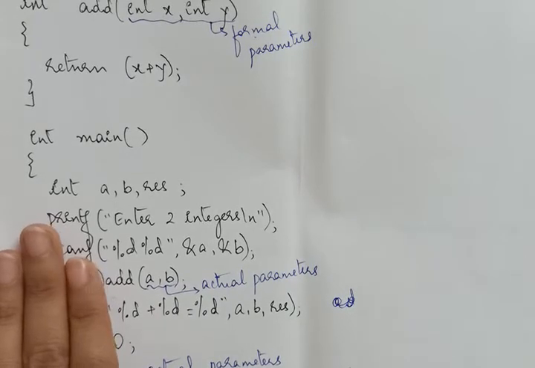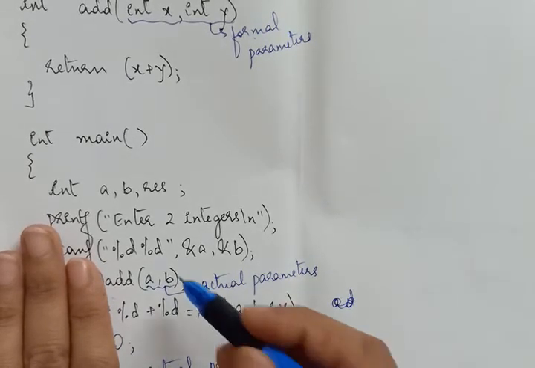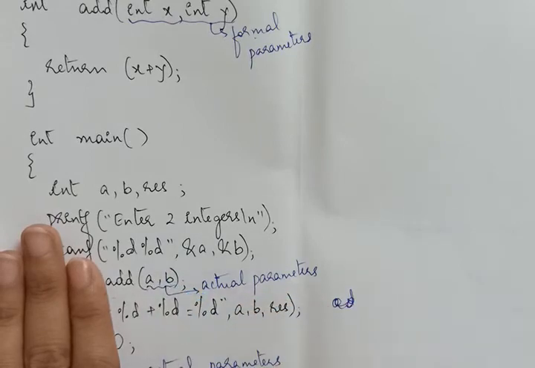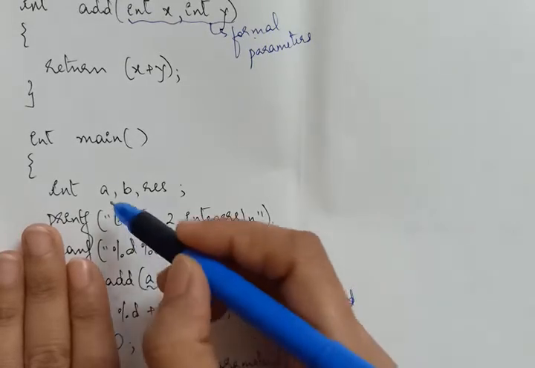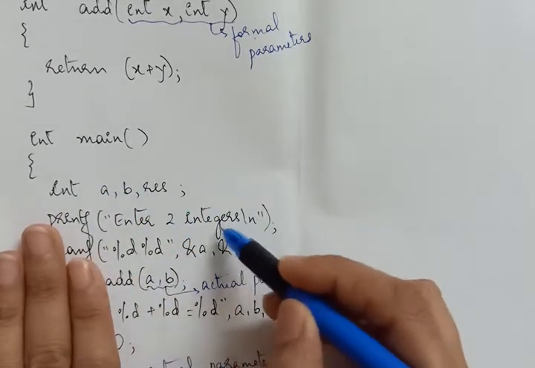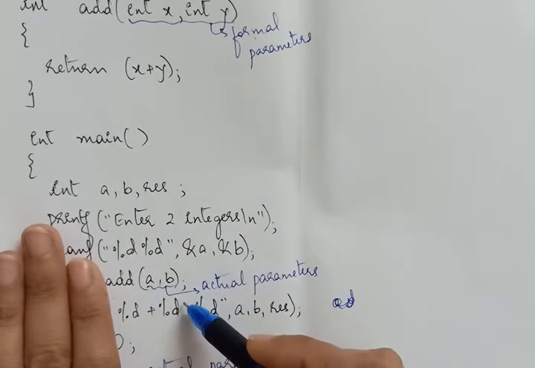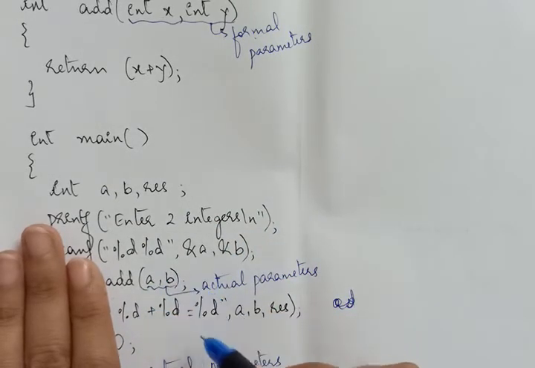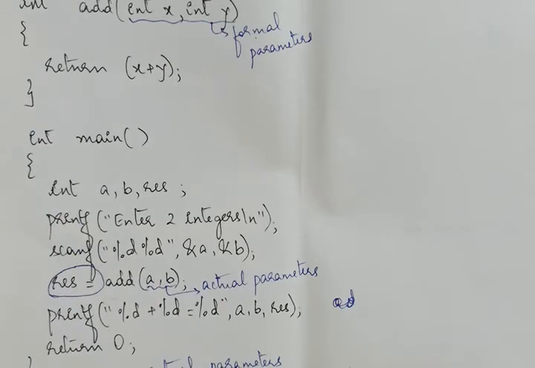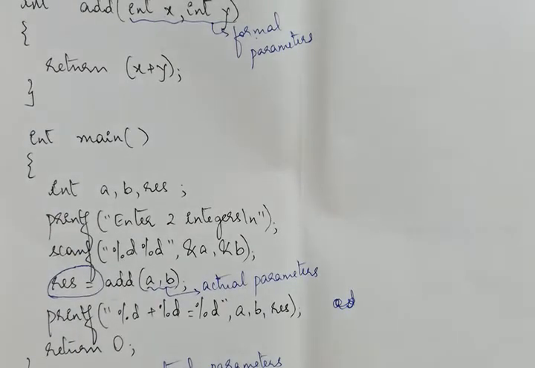Okay, and usually I've seen students making the mistake of writing int a, int b. Not required. You do not declare anything. You have already declared and used that variable, and those values you are trying to pass is what you're trying to do. So this is about the terminologies on functions.